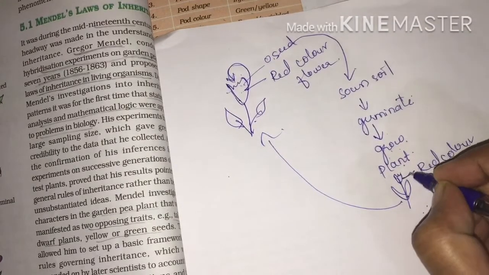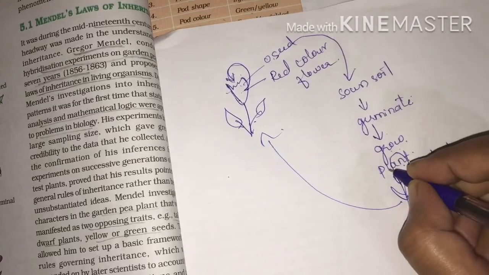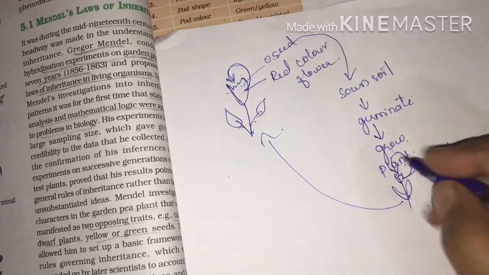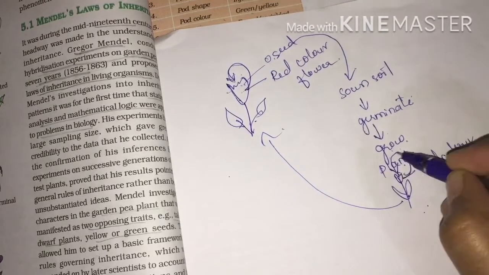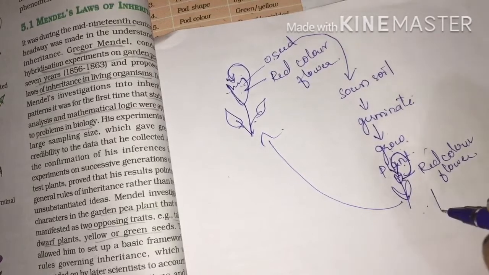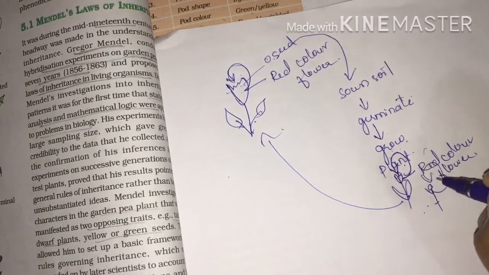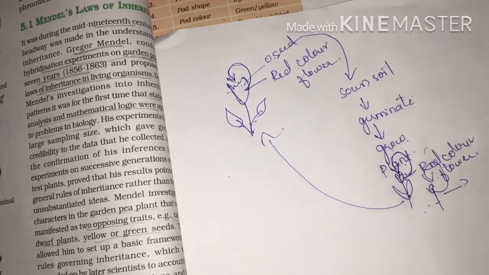Now this flower which has been produced is going to undergo self-pollination continuously. This is one generation, this will undergo self-pollination, second generation. Again this second generation will undergo self-pollination. Again this cycle continues.